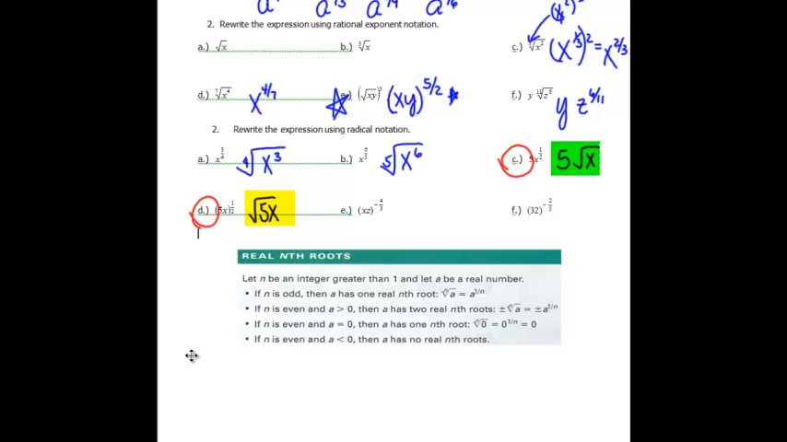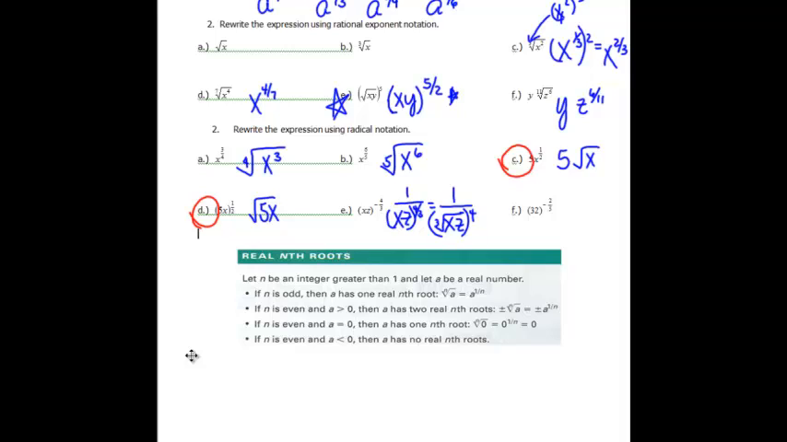Very different. Okay, so this is xz to the negative 4/3. So that's 1 over xz to the 4/3, which is the same as 1 over the cube root of xz, and I'm going to put this whole thing to the 4th. You could put the 4th inside too.